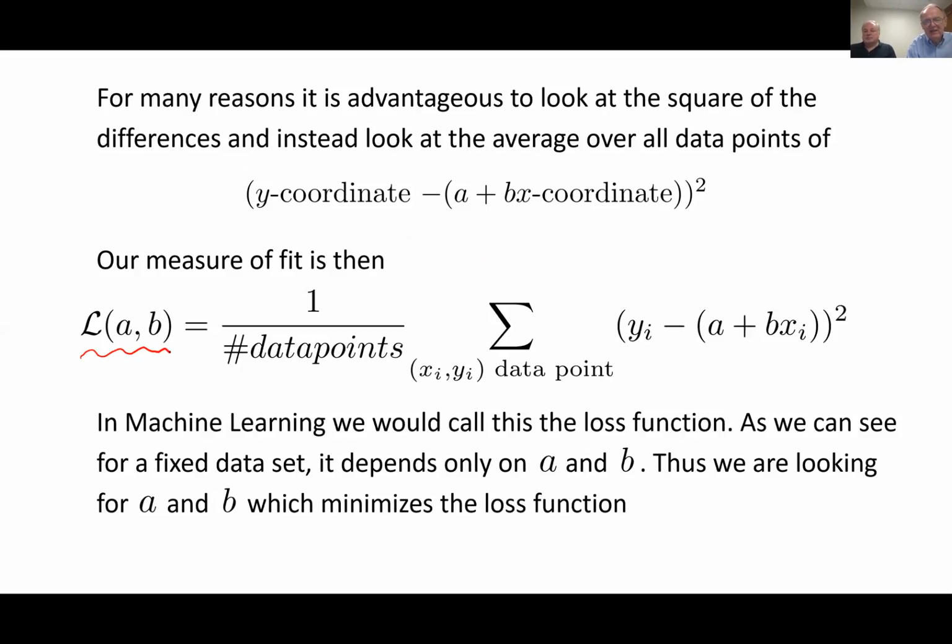Every time I draw a line, for each data point here I can compute this difference and take the average. So every time I have a line expressed by these two numbers, a and b, the intercept and the slope, I can construct this number here, which depends on the line. It depends on these two numbers, a and b.